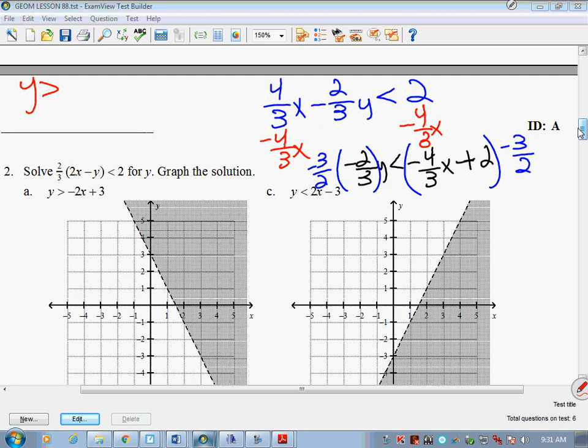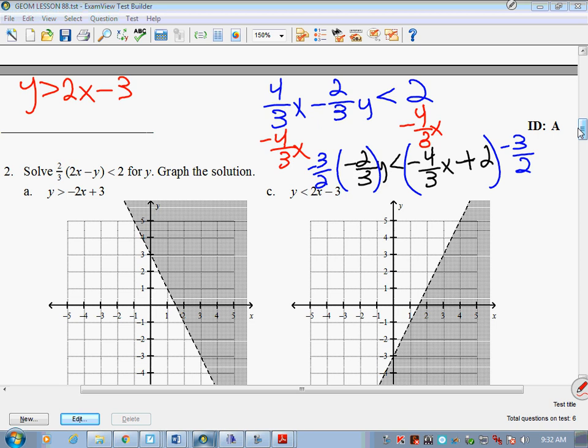We want negative 3/2 times negative 4/3. So what's negative 3 times negative 4? 12, right? What's 2 times 3? 6. What's 12 divided by 6? 2. So I got y is greater than 2x. All right, let's keep going. What's negative 3 times 2? 6. What's 2 times 1? 2. Okay, what's negative 6 divided by 2? Negative 3. All right, so we have y is greater than 2x minus 3.